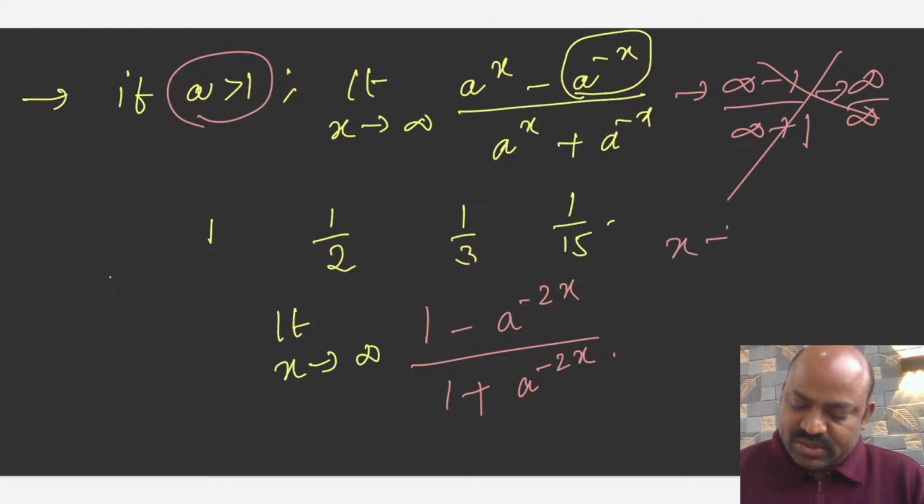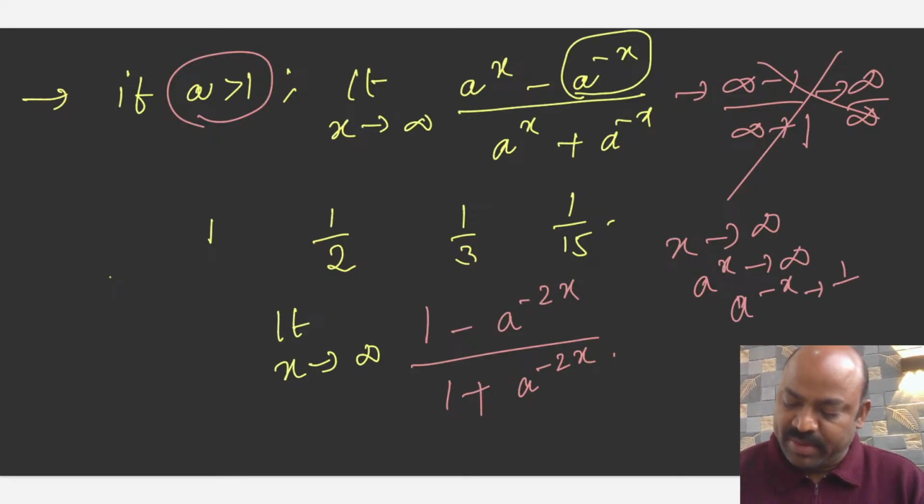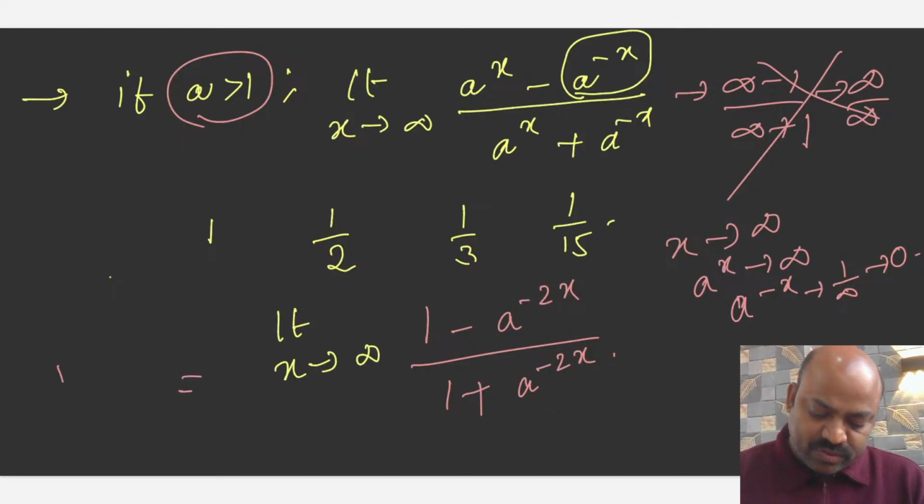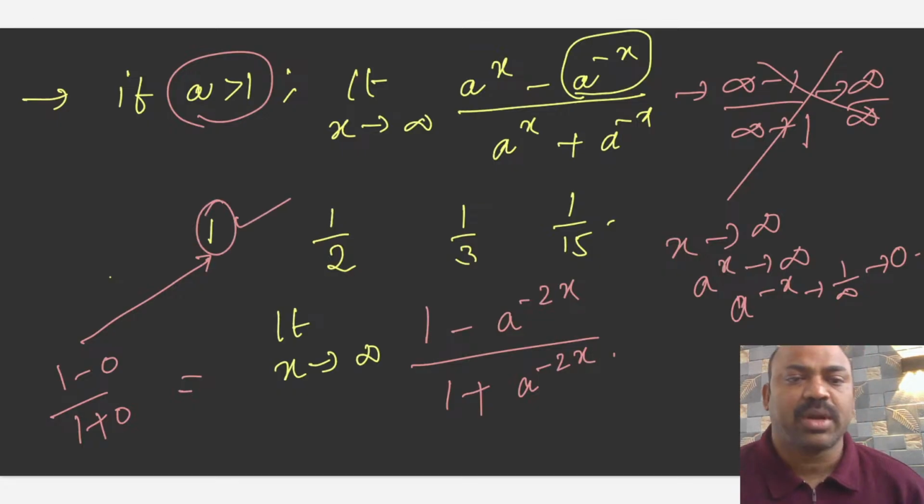As x tends to infinity, a power x tends to infinity. But a power minus x, that is 1 by infinite, tends to 0. So the answer is (1 minus 0) by (1 plus 0), it is 1. Clear? Super logical question it is.